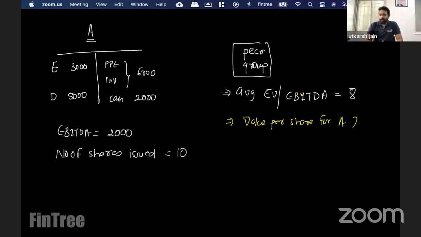The point here is when I'm using EV by EBITDA multiple, I'm doing an apple to apple comparison. When I have one company which is all equity and one company which has debt, comparing a price earnings ratio is not the correct comparison to do, because the company which has debt, that company's profit is going to be lower because of interest, correct? So how can I compare this profit with this profit? Ideally, the comparison should happen at the EBITDA level. That is the reason why we use EV by EBITDA multiple.